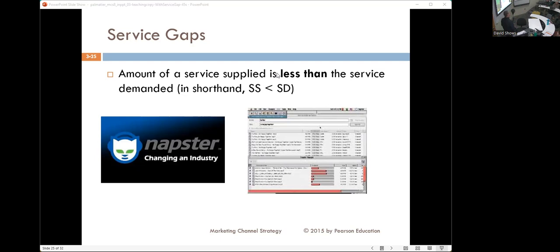Eventually, Napster went out, and it was absolutely no surprise when iTunes came along in 2008 and made $1.5 billion in their first year, and was number one in terms of total profit of all the things that Apple did. Consumers were dying for it. This is where service supplied was less than the service demanded. So that's the first one.